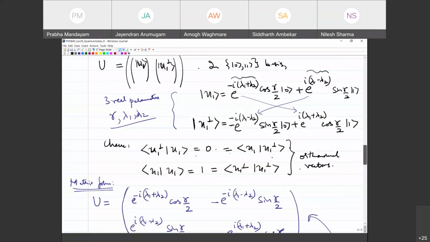by putting in a lambda 1 plus lambda 2 and a lambda 1 minus lambda 2, instead of saying e to the i lambda 1 cos gamma by 2, e to the i lambda 2 sine gamma by 2, which I could also have done. The reason I did this was to get this product of two z rotations on either side to get that structure, right? And so lambda 1 is basically the rotation angle beta, or rather half of the rotation angle on the left, and lambda 2 is the rotation angle delta on the right. Okay.